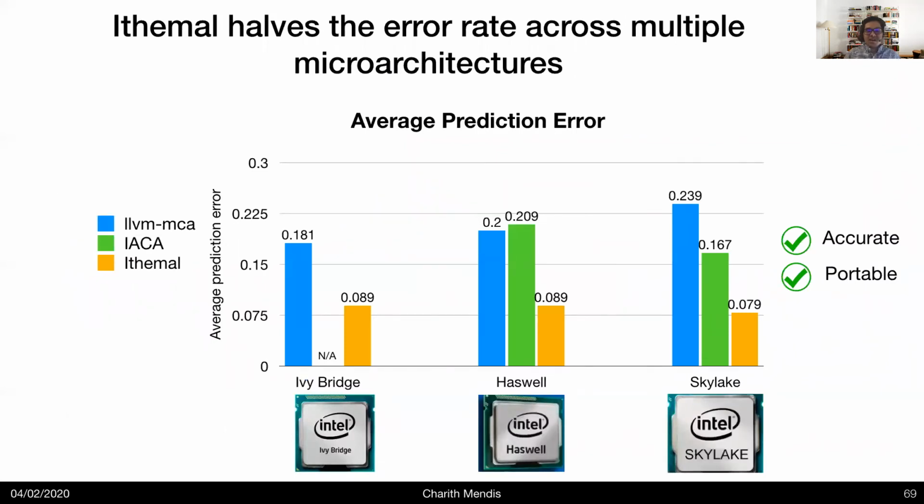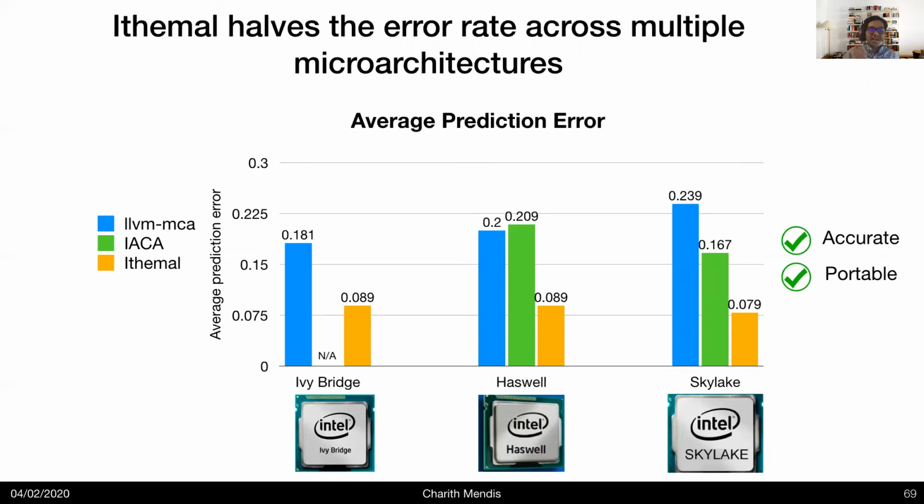And next, we tested it out on a held out test set. And these are the results for three different Intel microarchitectures. Here in this graph, I show you in the y-axis the average prediction error for three different systems: analytical models LLVM-MCA and Intel's own IACA, and the learned model Ithemal. And if you look closely, for the three different Intel microarchitectures that we considered, Ithemal has less than half the error rate of the analytical models out there. So this shows that the learned model can accurately predict throughput of basic blocks in a more portable manner.